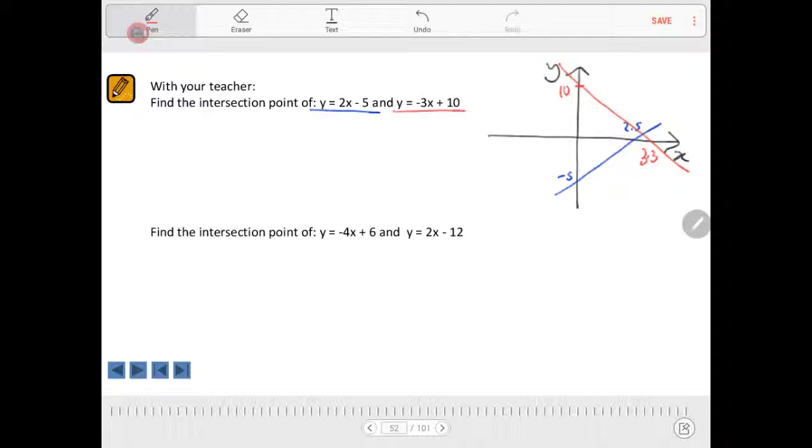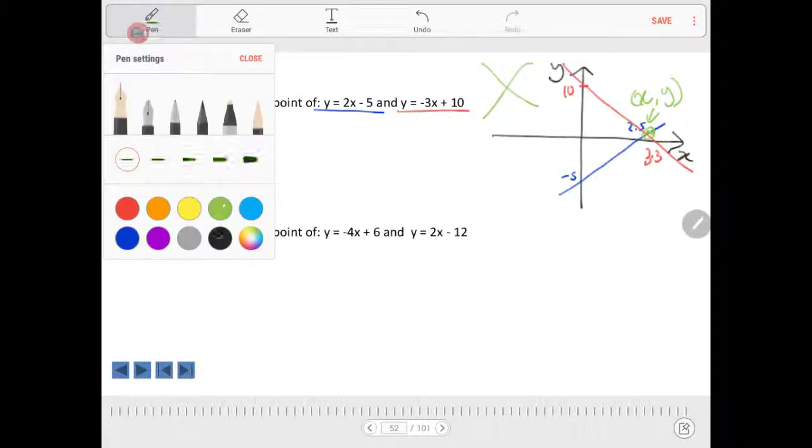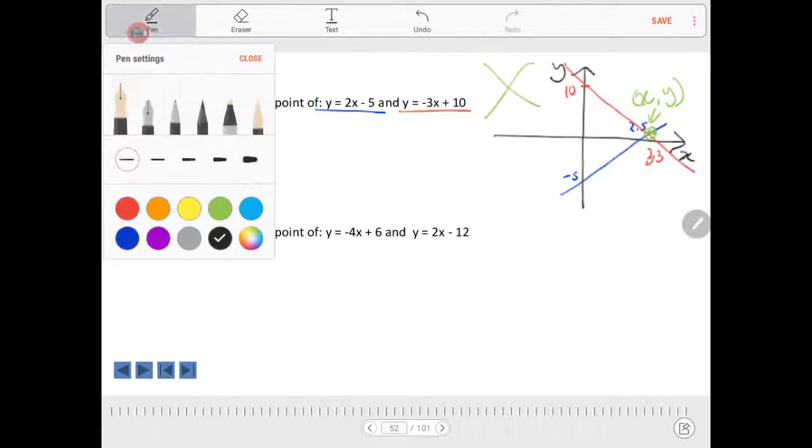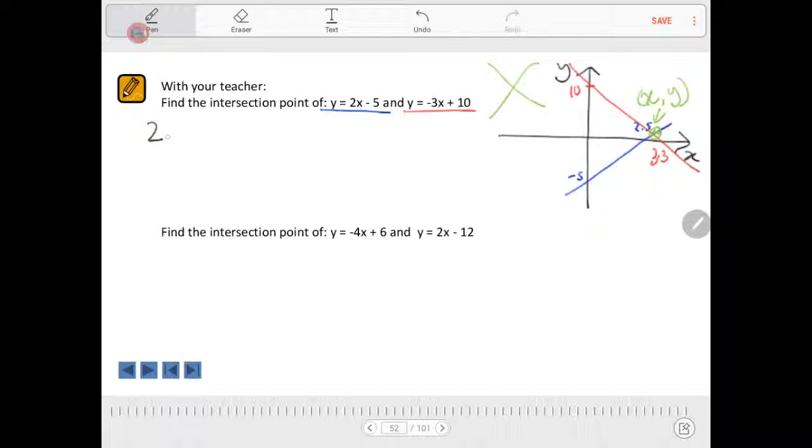Okay, now the whole crux of this is that we want to determine this point of intersection. The x and the y coordinate at that point of intersection. Where do the lines cross? So this is how we do it. Step 1 is to make the equations equal to one another. So we take this 2x take 5 and we make it equal to our negative 3x plus 10.